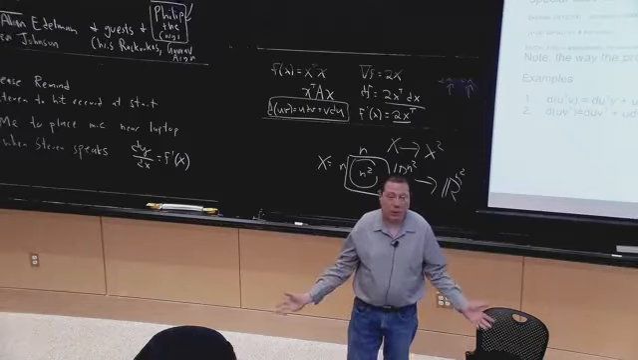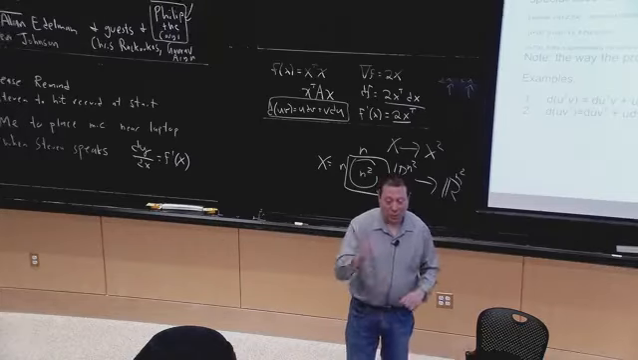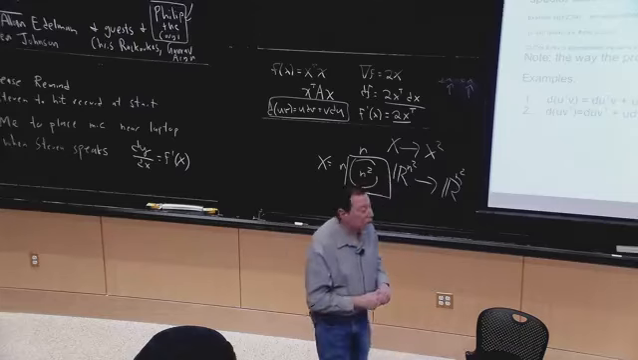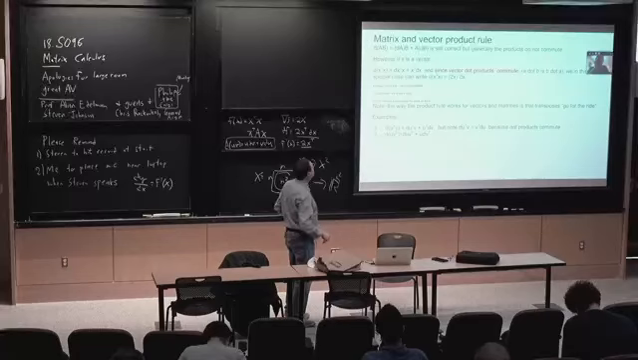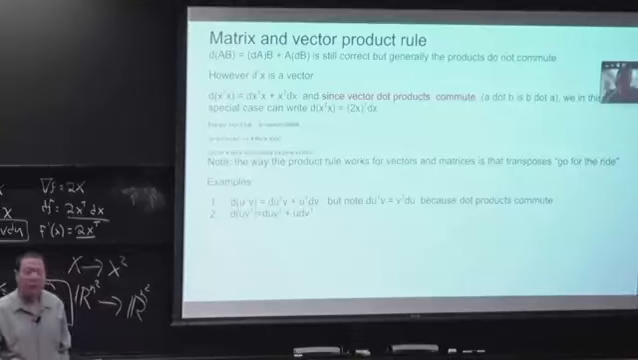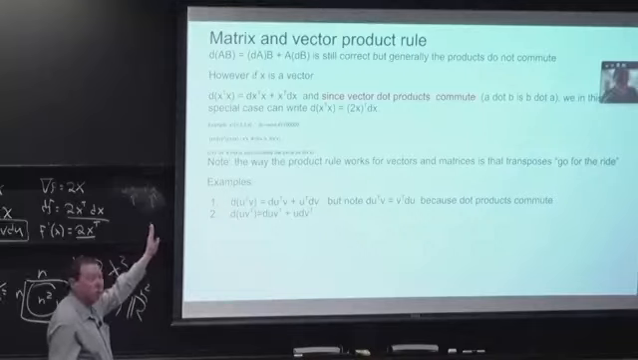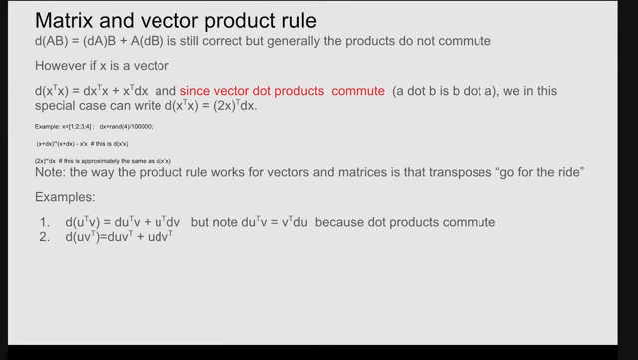So anytime you have a compatible product, like a vector dot product or a matrix times a vector, where the sizes all work out, then it's perfectly okay to take the rule d(AB) to be dA B plus A dB. The only thing you have to remember is that matrices don't commute. So if A is on the left and B is on the right, A must always be on the left and B must always be on the right.